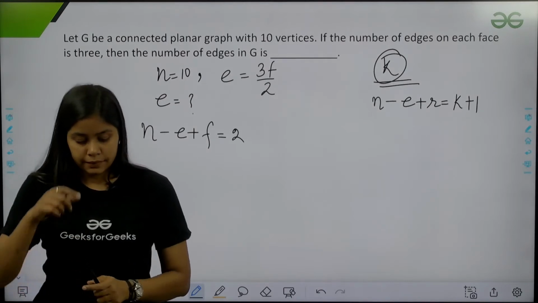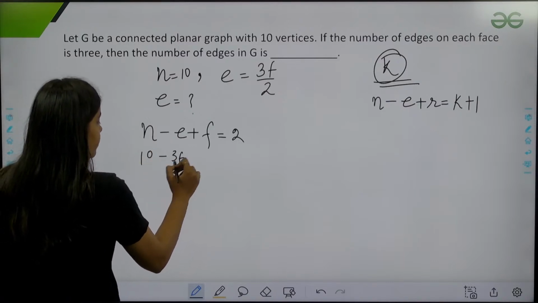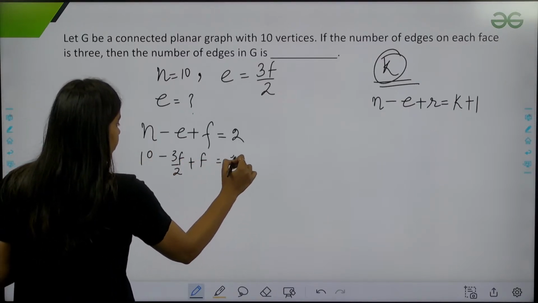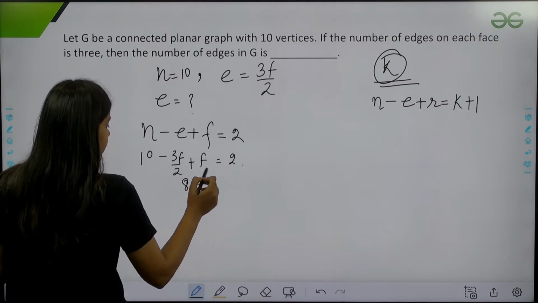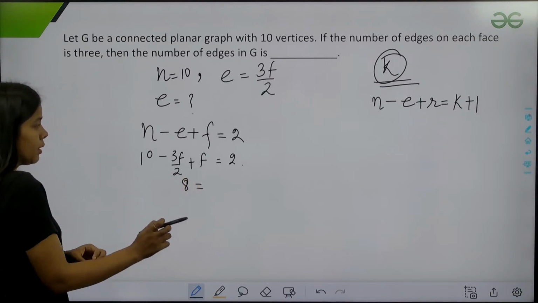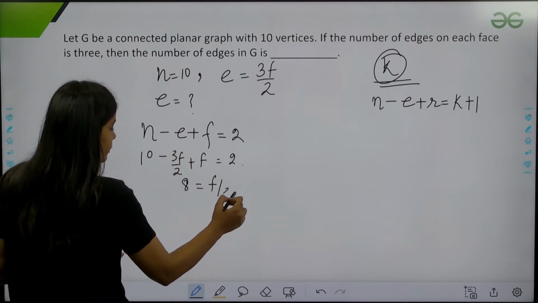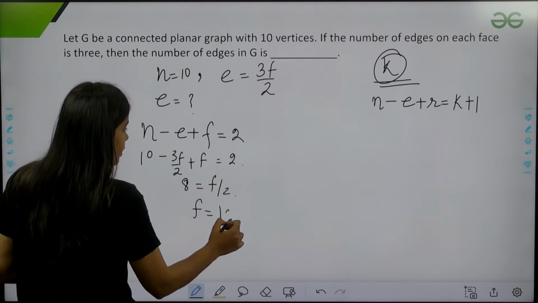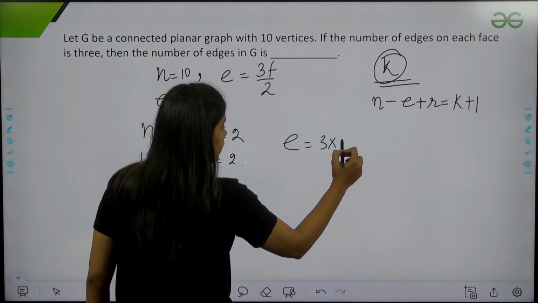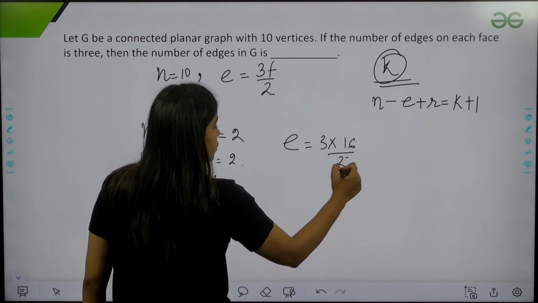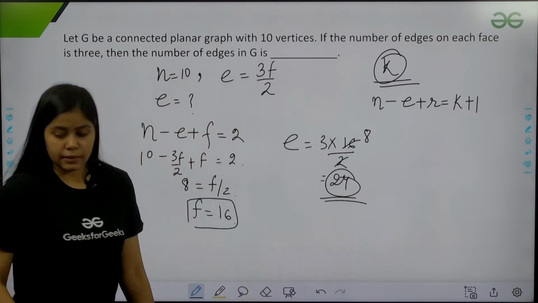formula, right? So let's see here, n minus e, 10 minus 3f by 2 plus f. So from here I'll get 10 minus 2 is equal to 8, and 3 by 2, let's solve this. So what will we get? 3f by 2. So I'll get f is equal to 16. So now we have to find the number of edges, 3 into 16 by 2. So from here I'll get 24. So here my 24 is my correct answer, right?